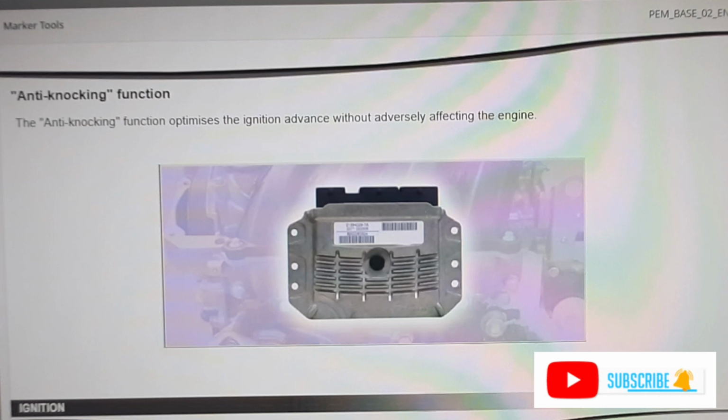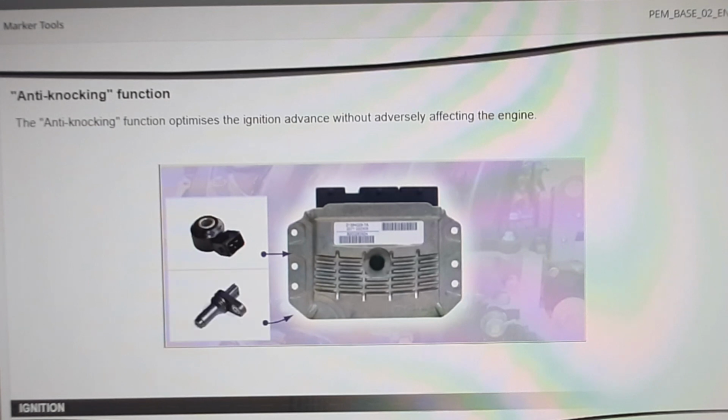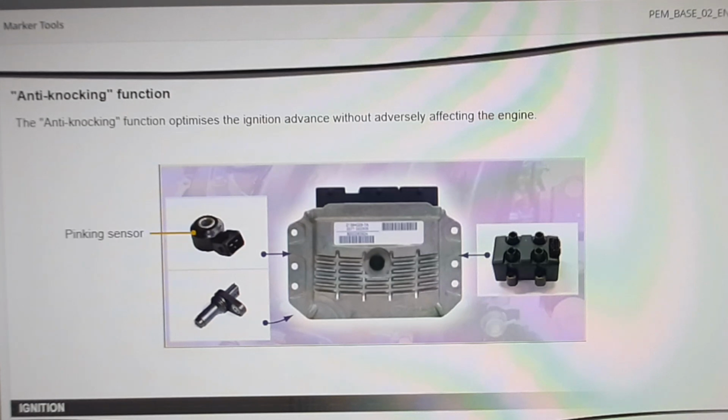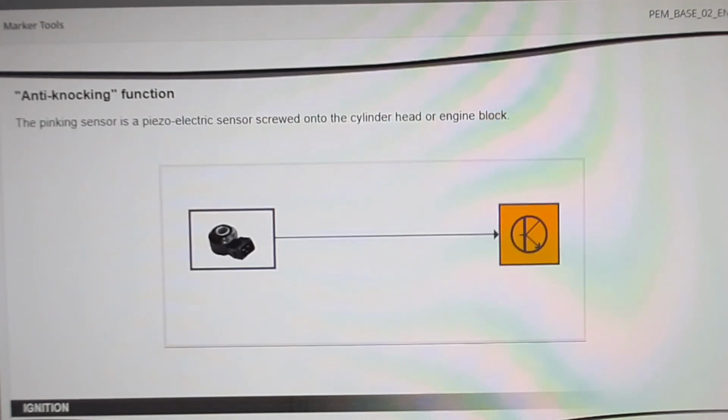The anti-pinking function optimizes the ignition advance without adversely affecting the engine. This function uses the following components: the pinking sensor, the flywheel sensor, and the ignition coils. The pinking sensor is a piezoelectric sensor screwed onto the cylinder head or engine block. Click on the sensor to see it in operation.